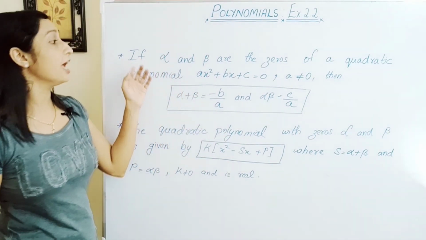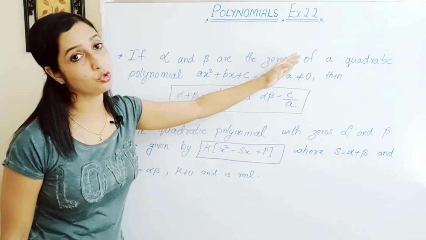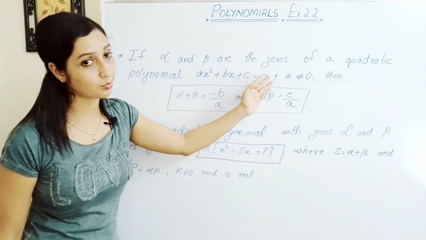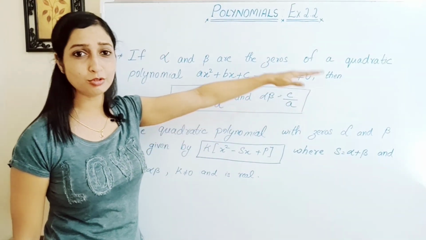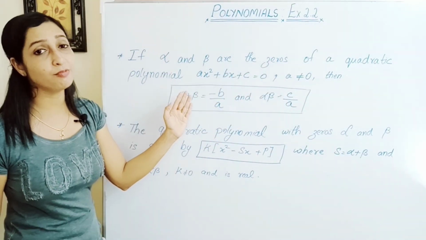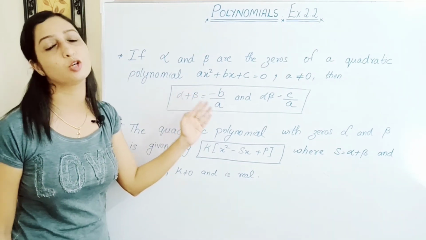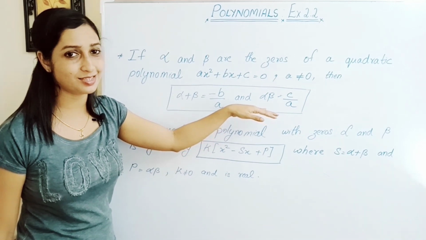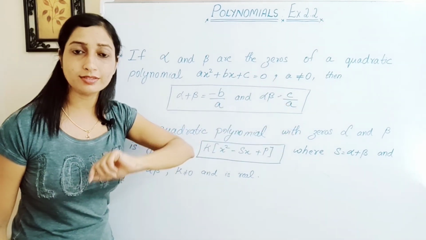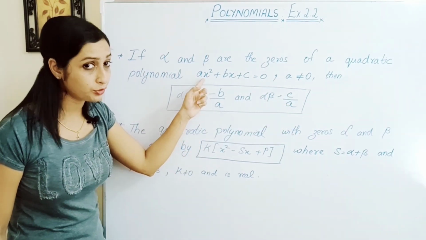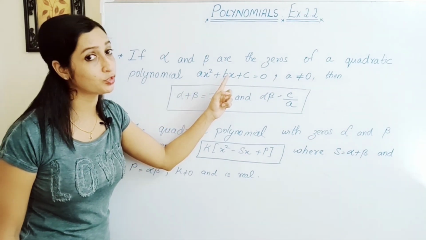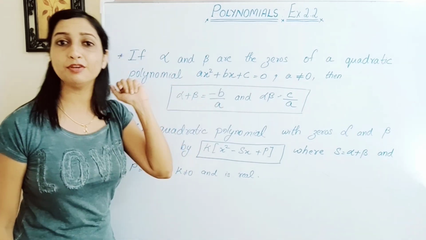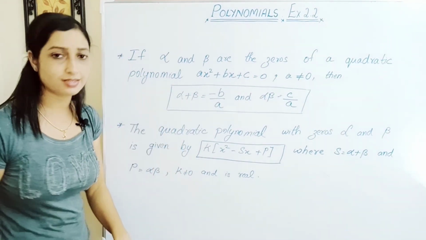And that is, if alpha and beta are the zeros of a quadratic polynomial, ax square plus bx plus c equal to 0, where a is not equal to 0, then the sum of the zeros, alpha plus beta, is equal to minus b by a, and the product of the zeros, alpha beta, is equal to c by a. Now what is this a, b and c? a is the coefficient of x square, b is the coefficient of x, and c is the constant term in the given quadratic polynomial.